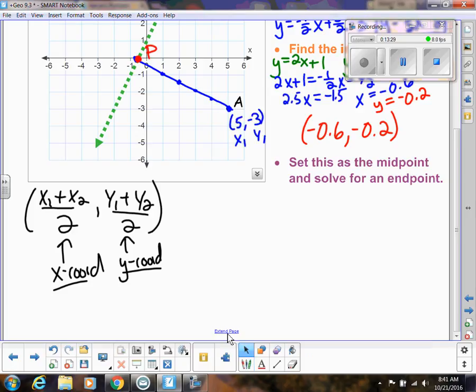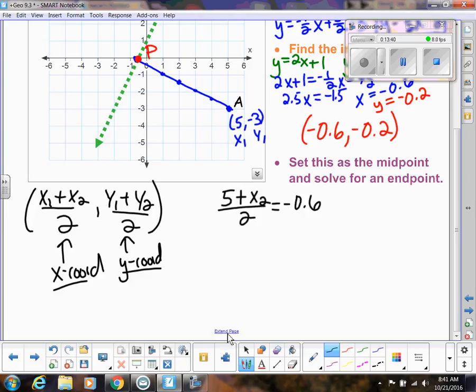So that's going to be my x1, y1. So let's do it. All right, so I'm going to have x1 is 5. I don't know what x2 is. That's what we're trying to find. And we know that that should equal -0.6. For the y coordinate, my y1 is -3. And I have my y2, I'm trying to find that. And that should be equal to -0.2.